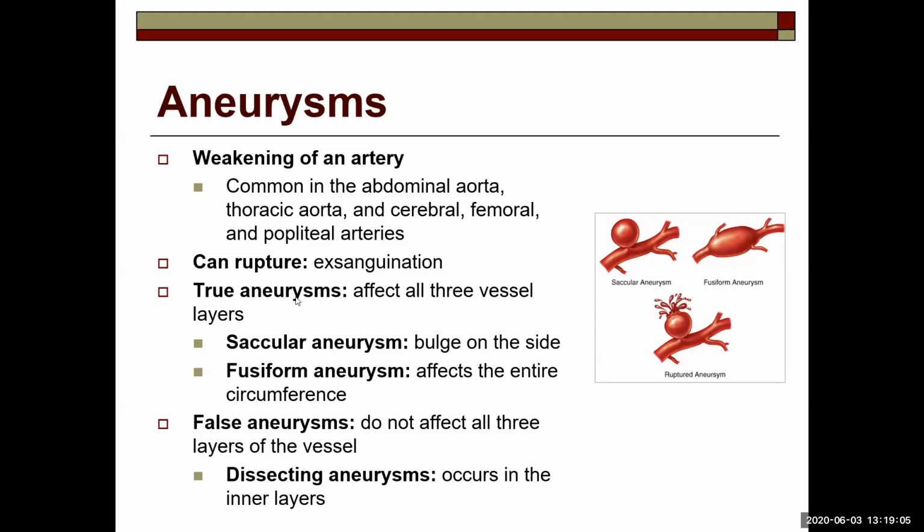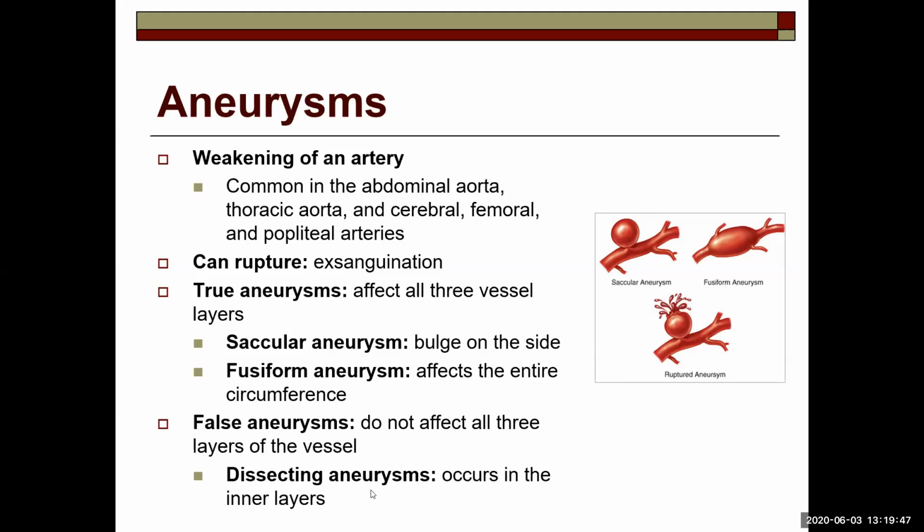So we have true aneurysms, right? These two are true aneurysms, and a false aneurysm usually does not affect all 3 layers of the vessels. If you remember, who wants to tell me the 3 different layers of the walls of the blood vessels? What are they made of? The intima, media, and adventitia. Good job. Tunicas, yes. If it does not involve all 3 layers, then it's a false aneurysm. If it involves all 3 layers, then it is a true aneurysm. That's the difference between them.